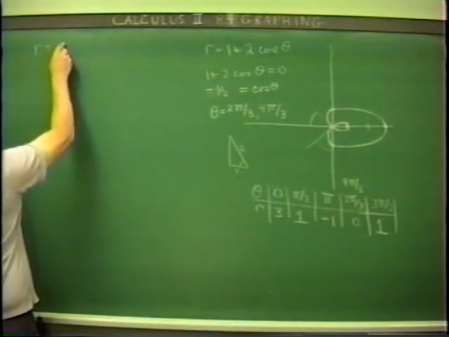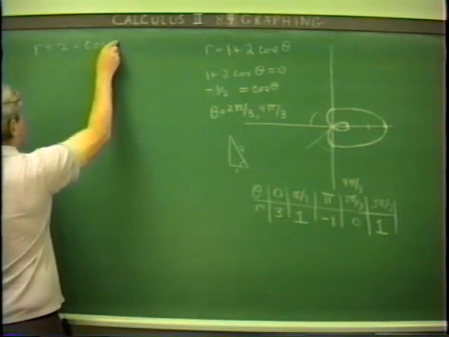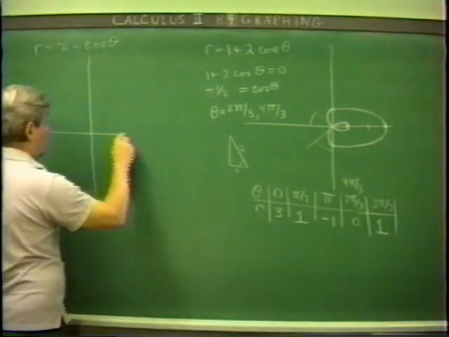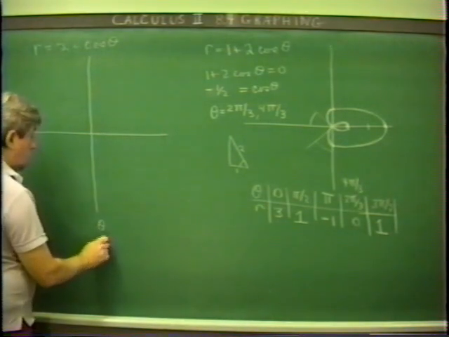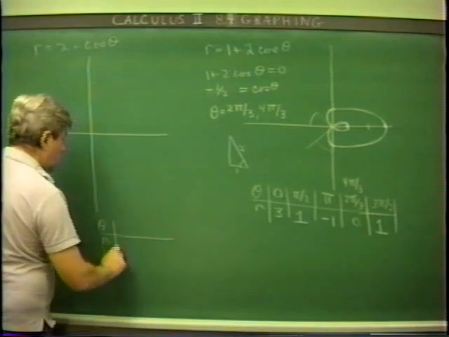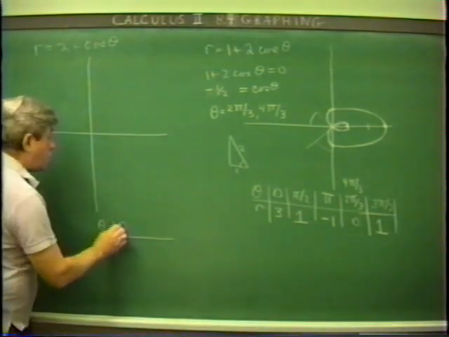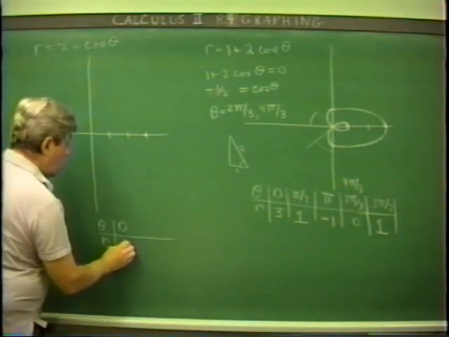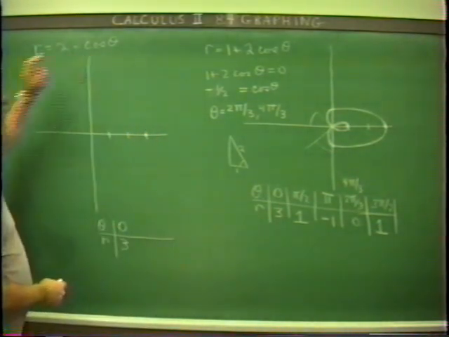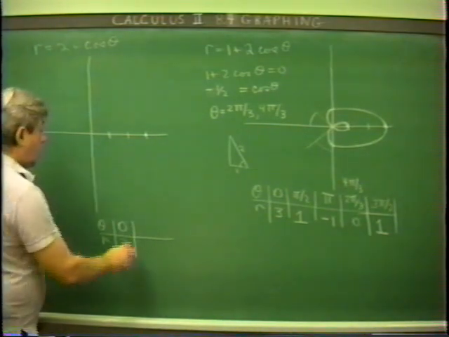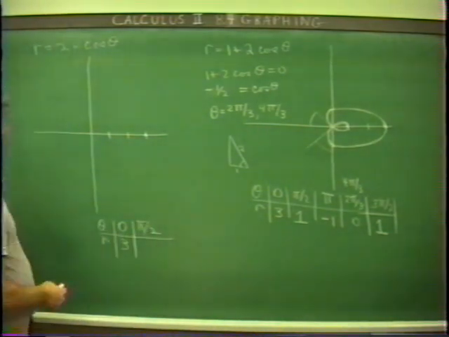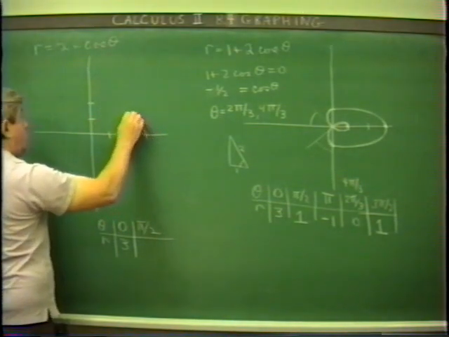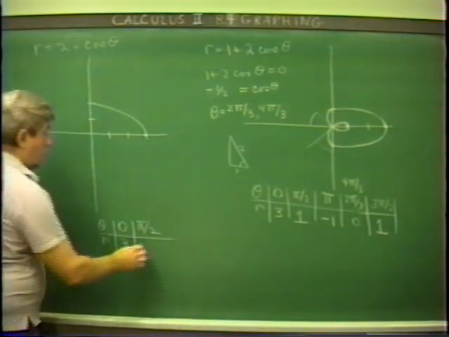And let's look at another here. R equals 2 plus cosine theta. Looks like this. Right? Theta and R. When theta equals 0, cosine theta is 1, so this is a 3. When theta is pi over 2, cosine theta is 0, so this is a 2, and proceeds downwards to 2 here.